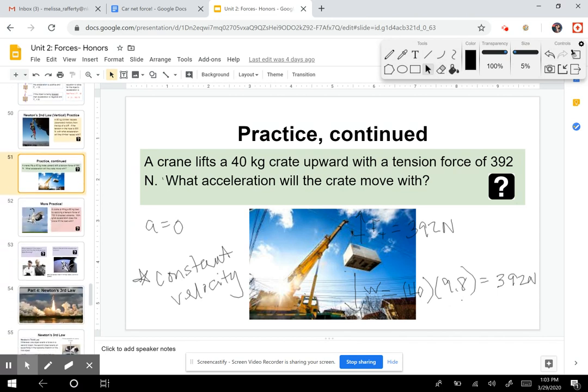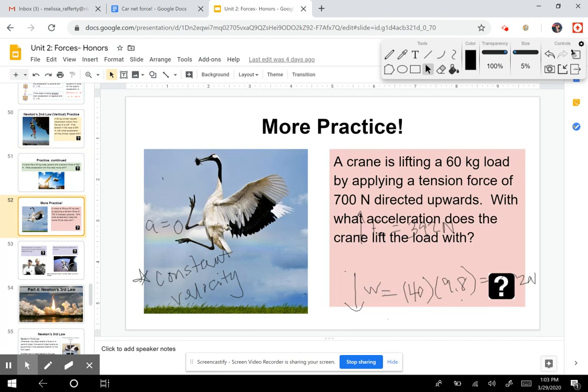All right, one more practice problem with the crane. Let me erase this. A crane is lifting a 60 kilogram load, there's the mass, by applying a tension force of 700 newtons directed upward. And then we need to solve for the acceleration. So first step, draw the free body diagram.